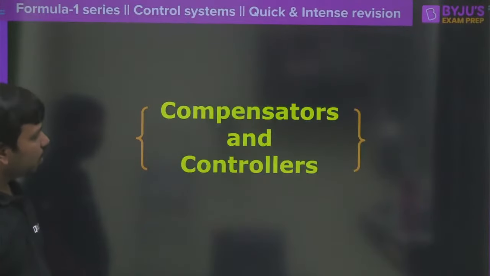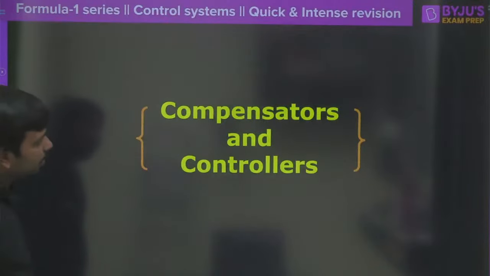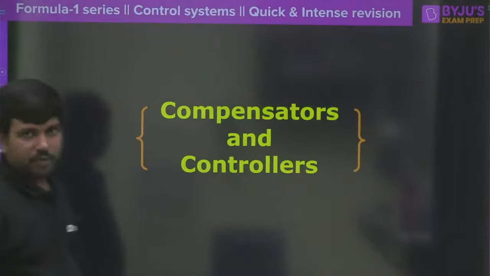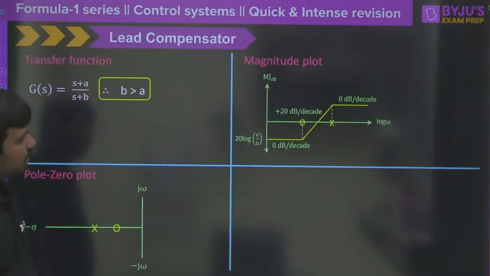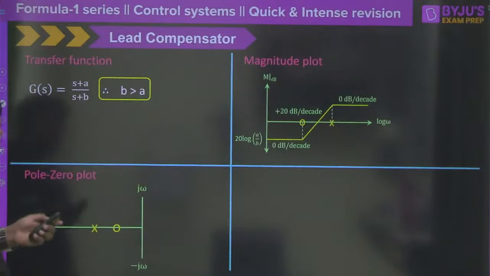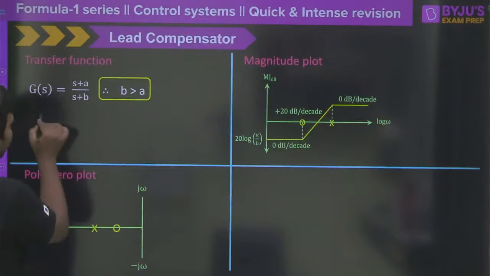Coming to compensators and controllers, they are an easy topic, so I will provide the notes for this, because more than this we need to discuss state space analysis. Everything is mentioned here. Lead compensator and lag compensator are very simple. A lead compensator provides positive phase. Look at that. What is the phase of this system now?